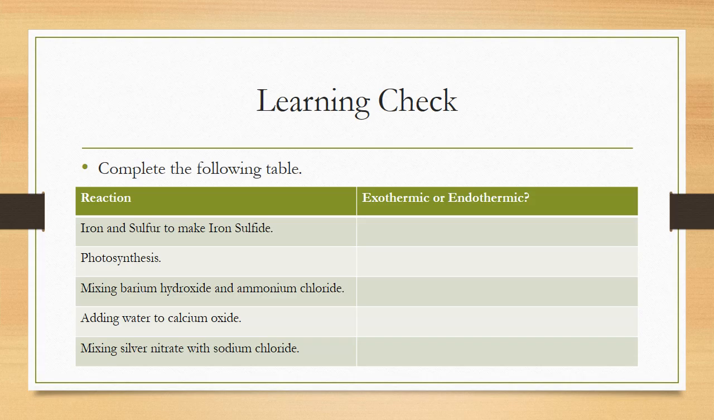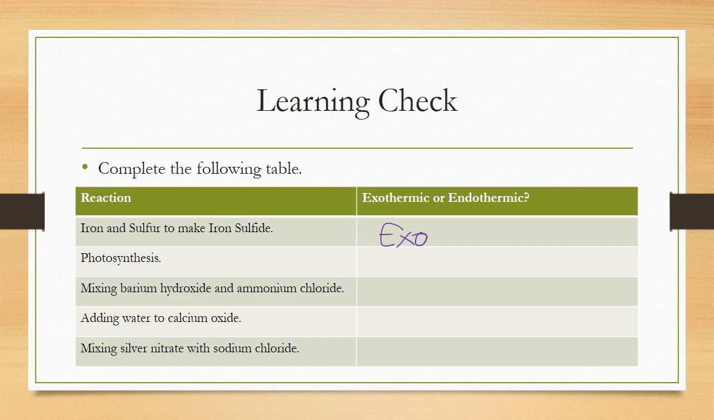Okay, so welcome back. So iron and sulfur to make iron sulfide. So initially you're using a Bunsen burner to heat the iron and sulfur, but as soon as the reaction starts, a lot of heat is released. So that makes it exothermic.